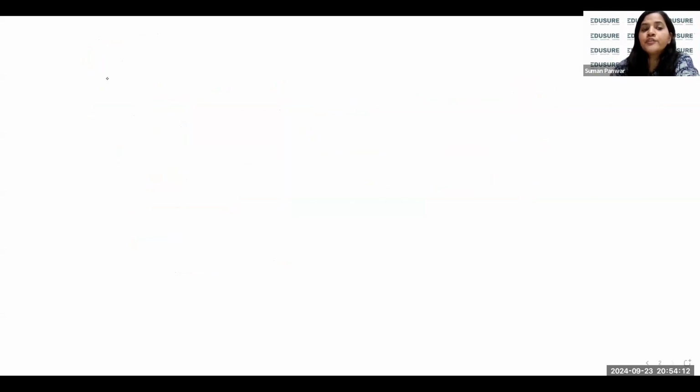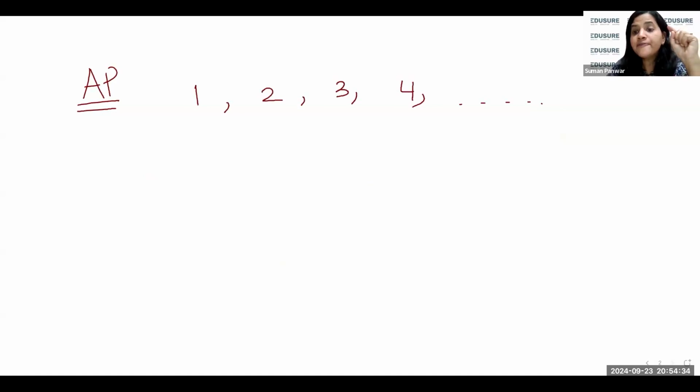AP. As we all know, when we go to school, we start counting from 1. We write the first number as 1, then the second is 2, then the third is 3, then the fourth is 4, and so on. If I call the term at the first place A1, this is A2, the term at the second place, this is A3, the term at the third place, this is A4, the term at the fourth place.